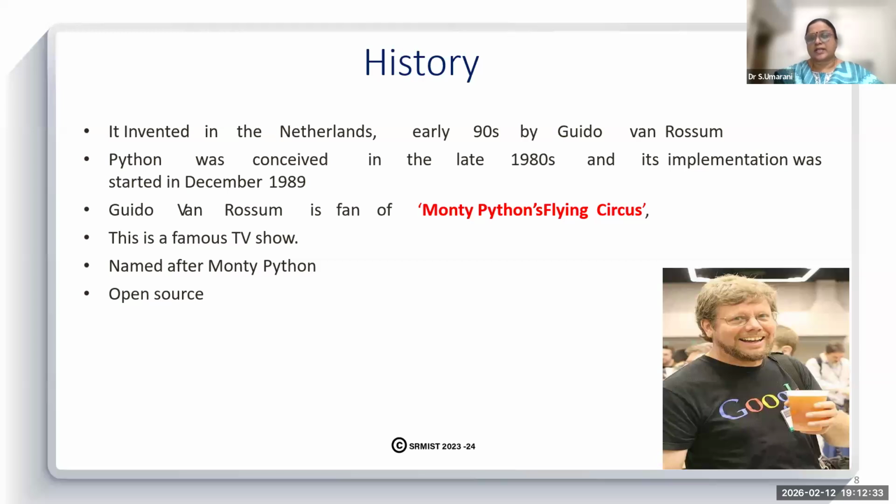Who developed Python? Guido van Rossum developed Python. It was implemented in the year 1989, but it was conceived in the late 1980s. Why did the person give the name Python? He was a fan of a famous TV show named Monty Python's Flying Circus. That's why Python is named Python. Python is an open source language, so you can easily install Python on your system.